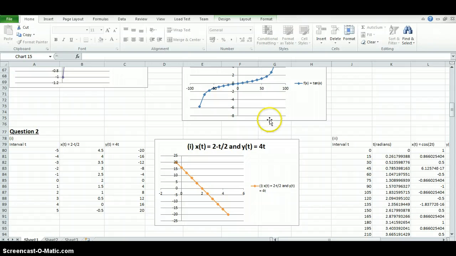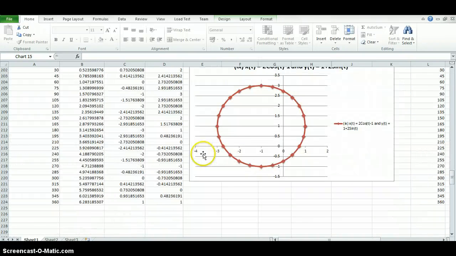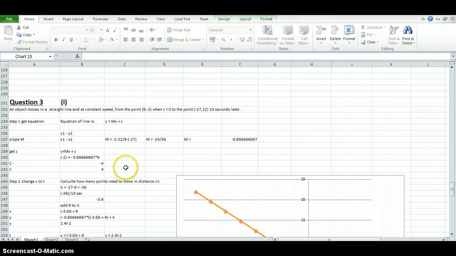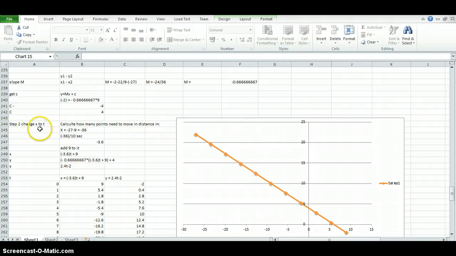Okay, now we'll move on to how to create a straight line. Preferred type is question 3 part 1. First off, I got the equation of the line. I got the slope. Then we got C, which we found was 4. Next, we change the x to t and calculate how many points would be needed to move along the line. So I pretty much did the same and got the answer.